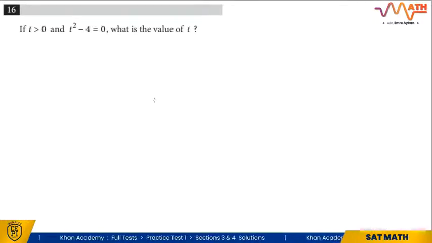Question 16 is also a really simple question. t is bigger than 0. This is important, which means there is no negative possible solution to this equation. And t squared minus 4 is 0. When you send 4 to the other side, t squared will be 4. So the only possible answer for t is 2, not negative 2, because t is bigger than 0. So if you write your answer as 2, it's correct. That's all. In seconds, you can solve this question.